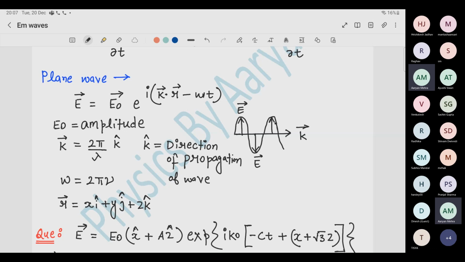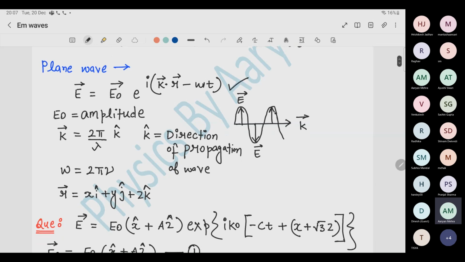So whenever anyone asks what is an electromagnetic wave, what is a plane wave, you say E equals E naught exponential of iota (k dot r minus omega t). This is the equation of a plane wave. That is the first thing that you should know, that this is how we write a plane wave. Here E naught is the amplitude. You know that your wave is going in one direction, let's say towards the k vector direction, but your electric field is oscillating in the direction perpendicular to this k.